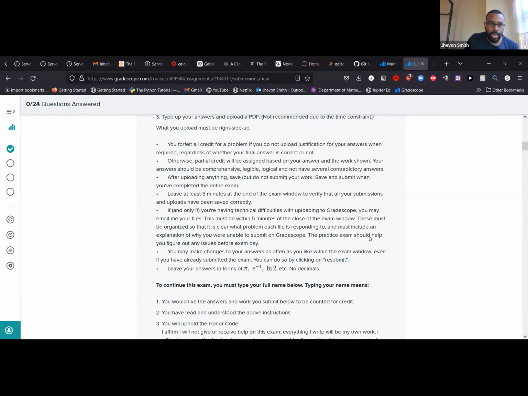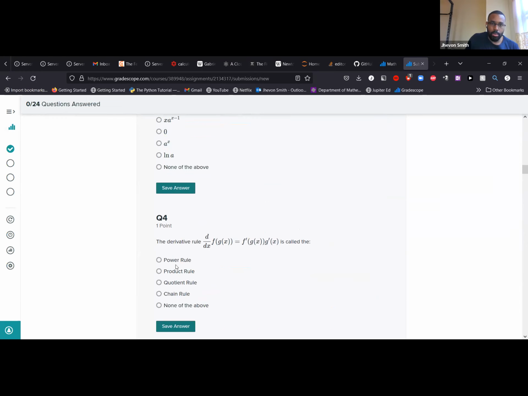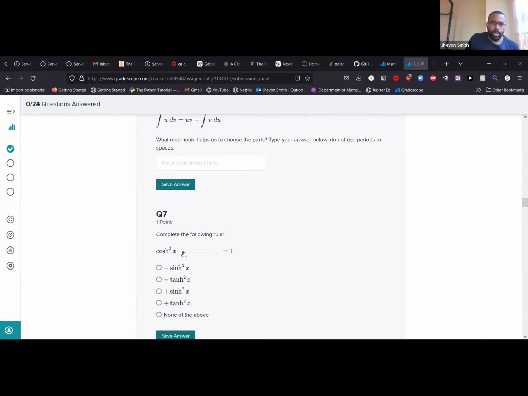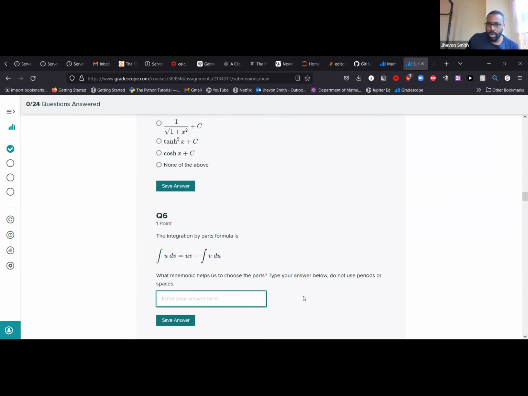But for everything else, there'll be multiple choice, and there might be some where you have to fill in the blank, like here, integration by parts. What is the mnemonic used to choose the parts? Who remembers? What is it? Liate. So you just type in Liate and submit your answer.